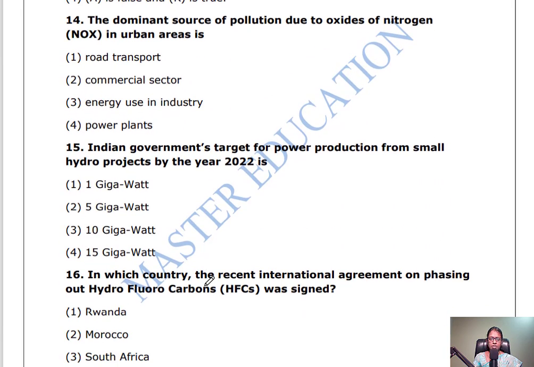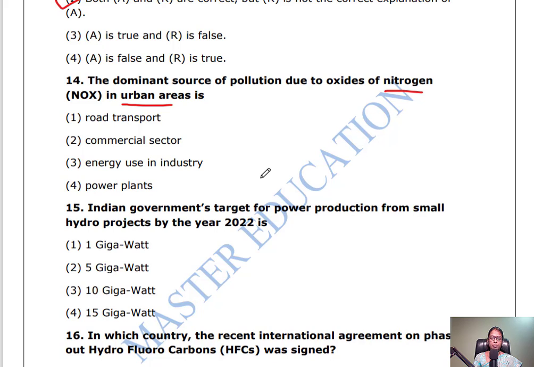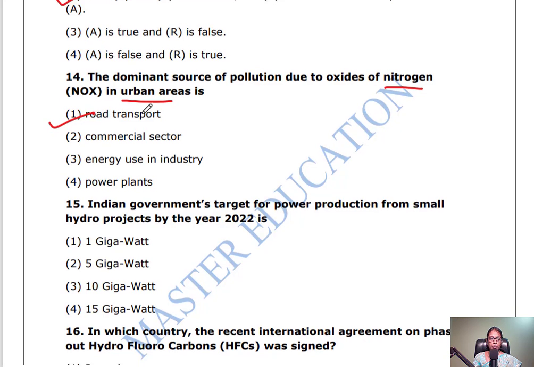The next question, the dominant source of pollution due to oxide of nitrogen in urban areas. In urban areas, the main pollution is because of road transport. The dominant source of pollution of nitrogen oxide in urban areas is road transport. Always, the dominant source of pollution itself, the answer is road transport.